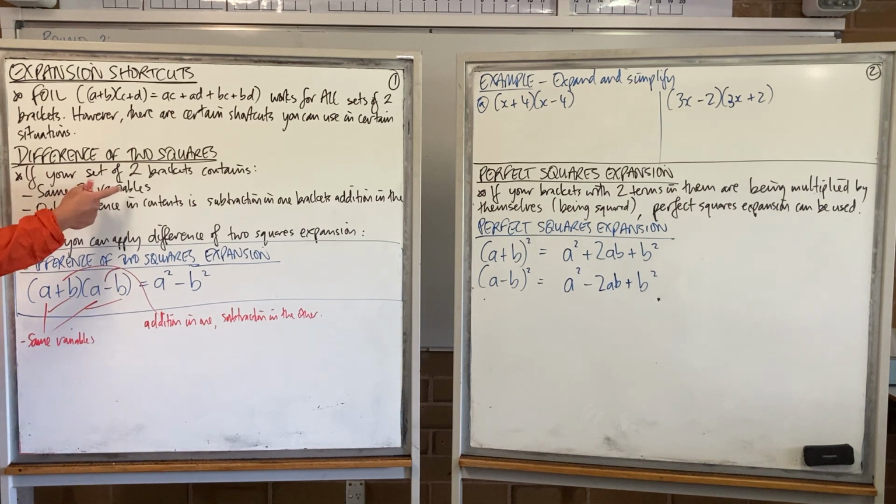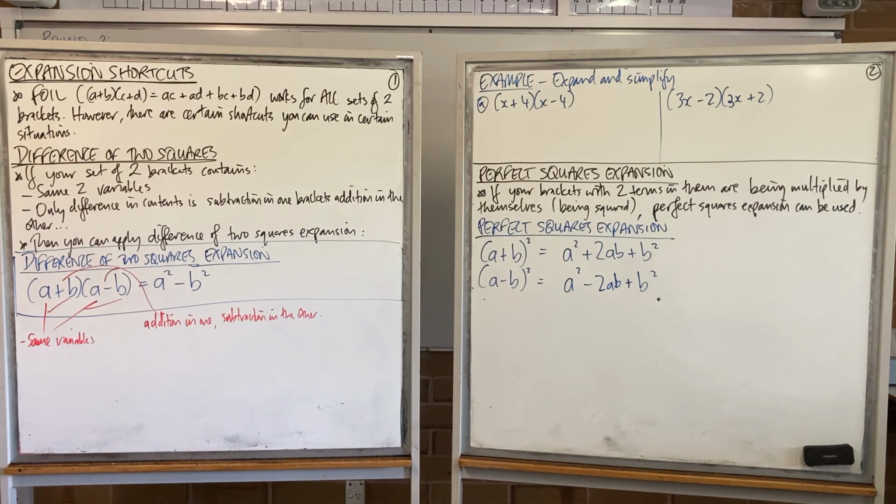If your set of 2 brackets contains the same 2 variables, and the only difference in the contents is subtraction in one and addition in the other, you can apply this difference of 2 squares expansion.